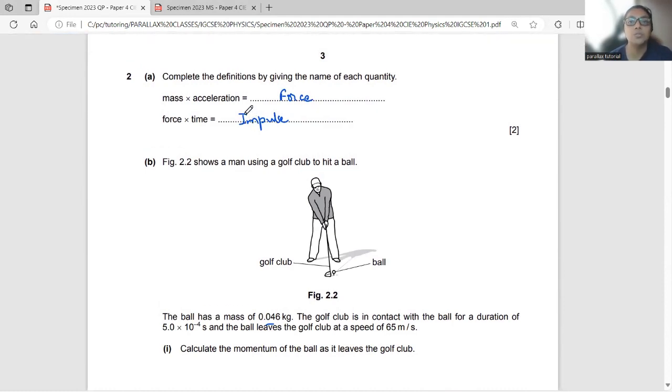So you're just supposed to write down the name of the quantity. Mass into acceleration is force. Force into time is impulse. A very, very important quantity. And sometimes I have felt that students find this understanding of impulse a bit difficult. So I'm going to elaborate a little bit on the concept before we move on with the B part of the question, right? However, if you just write force and impulse, you will be getting your 2 points over here.